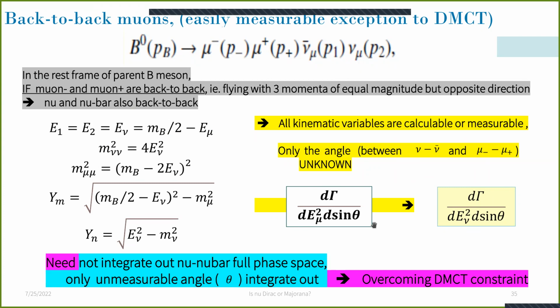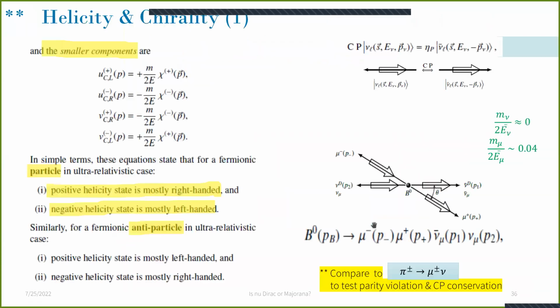So this is usually what we get at the end, d gamma over d muon n square, and this sine theta is the angle, which I will define very soon. Okay, this is another important thing: velocity consideration.